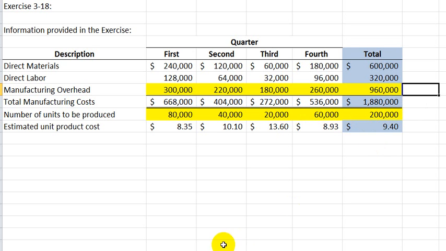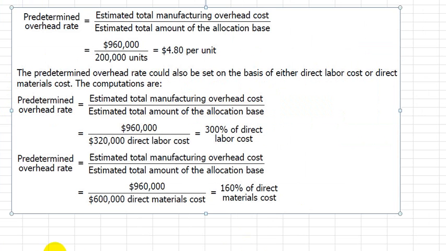So let's take a look at what we can do with that $960,000 in annual budgeted overhead and the 200,000 units. We can use our predetermined overhead rate formula, where we divide the total cost by the units, and that would give us $4.80 per unit. That would be the average cost throughout the entire year. We can use that rate to apply the costs based on the number of units in each quarter.